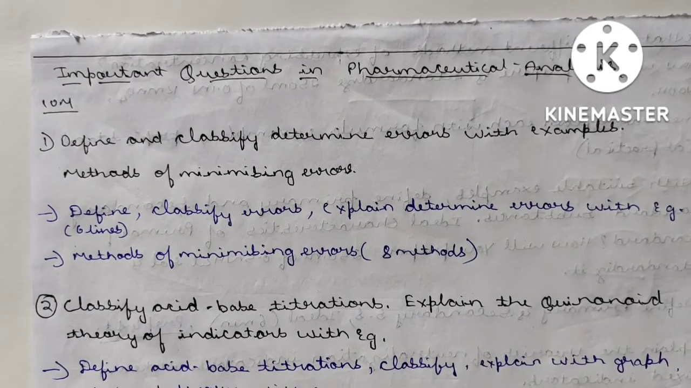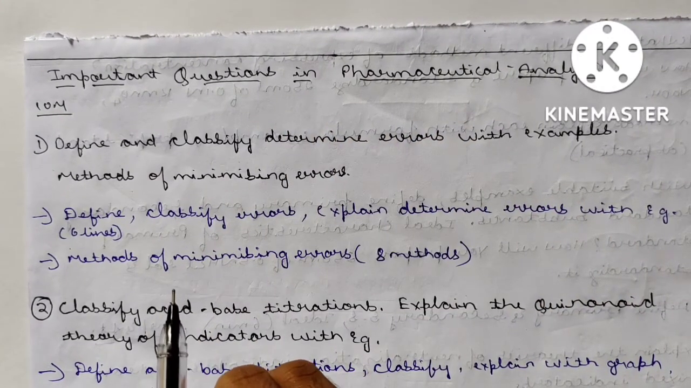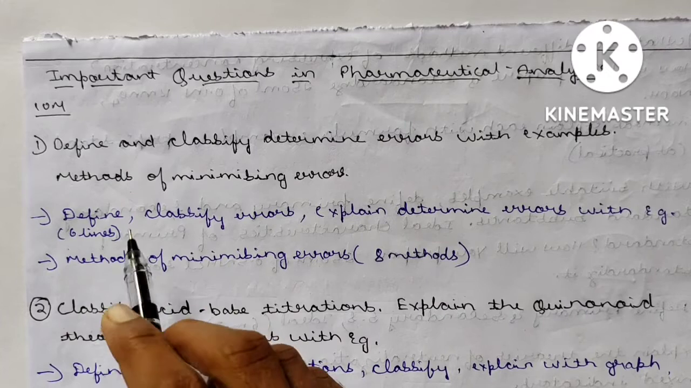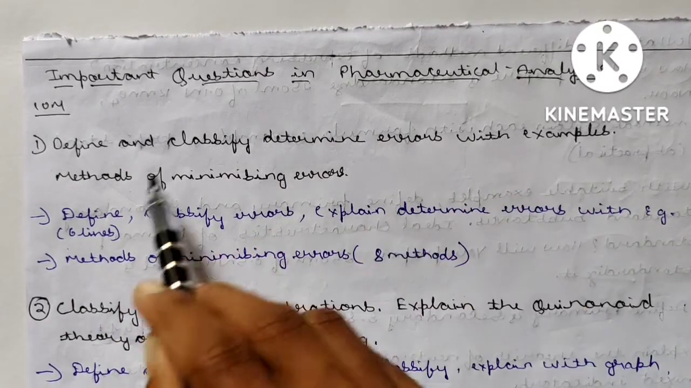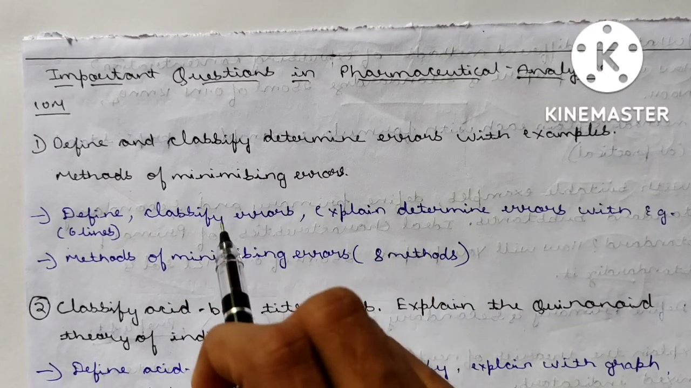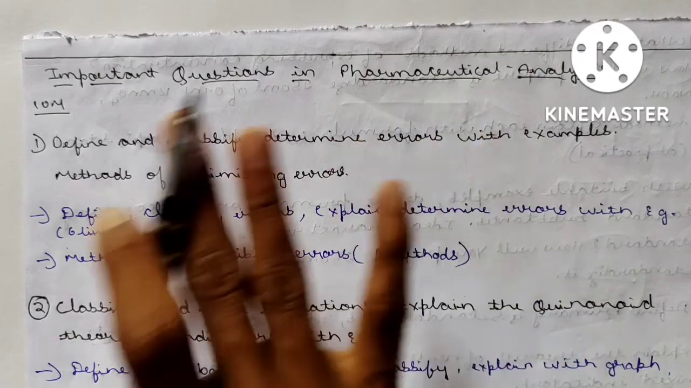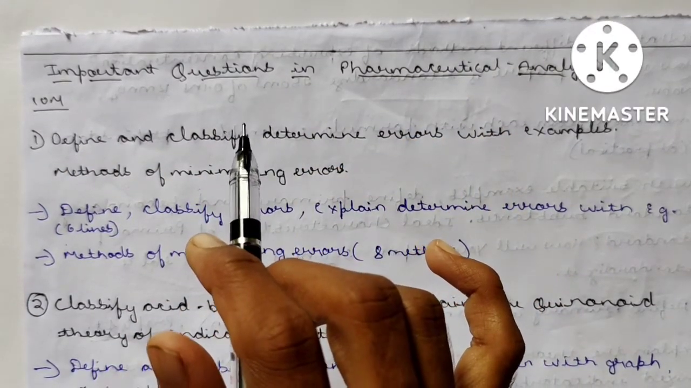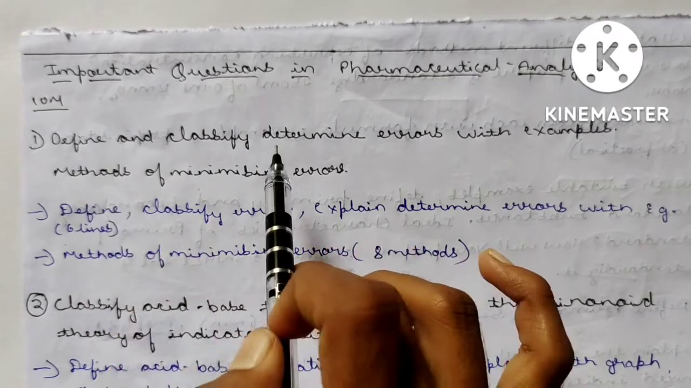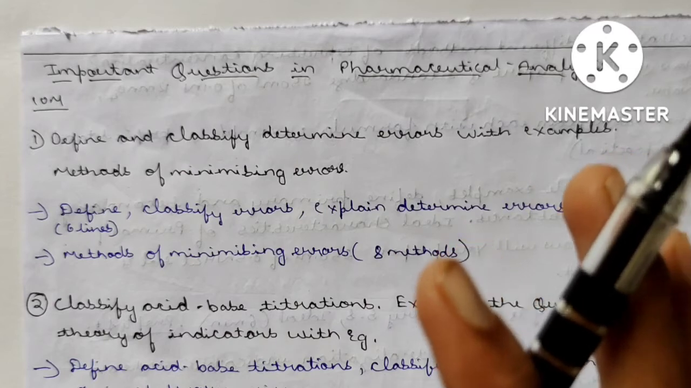In this video we will discuss today the first 10 marks very important questions and tricks to write those 10 marks important questions. First question: define and classify determinate errors with examples, methods of minimizing errors. See what questions I am telling you, you just practice those, it's enough for your examination. Here many students just define and classify these determinate errors, examples, methods of minimizing errors, and that's enough.